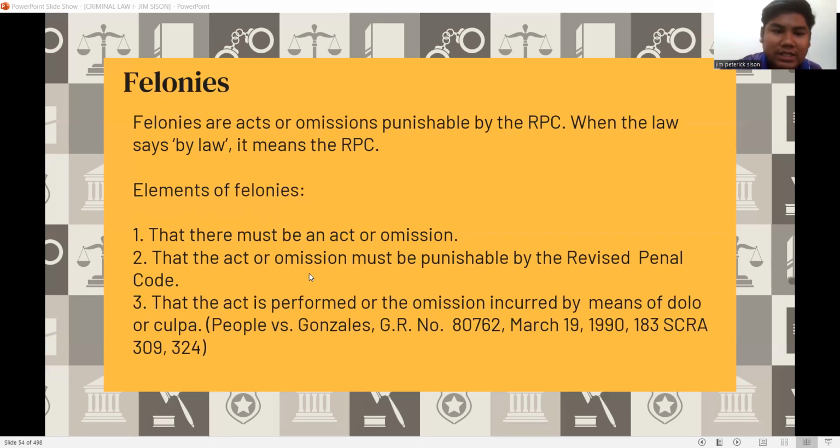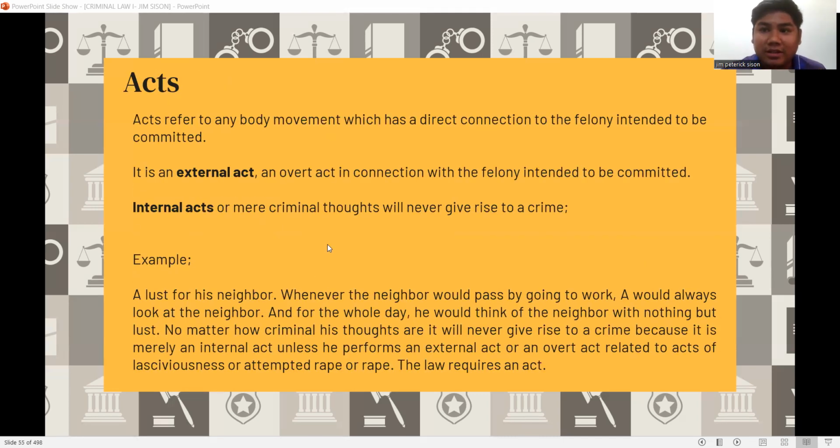So what are acts? Acts refer to any body movement which has a direct connection to the felony intended to be committed. So these are overt acts. Okay? It has a direct connection to the felony intended to be committed. So, let's just say you want to kill a person. The overt acts there would be the act of stabbing, the act of pointing a gun and shooting the person. Those are overt acts. Okay?